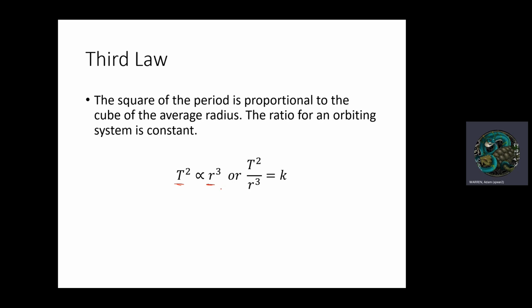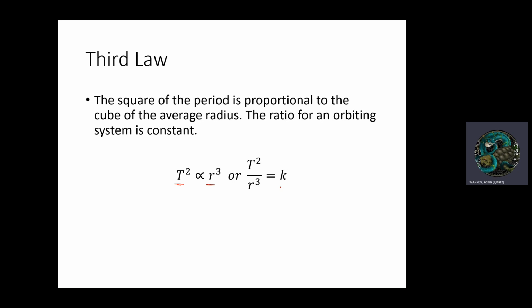We're not going to ask you to work out a different value, using the closest and the furthest and taking the average or anything like that. It'll always just give you the average. The ratio of these, period squared over r cubed, is equal to some constant k. All right. Now, that is the same for every object in an orbiting system.